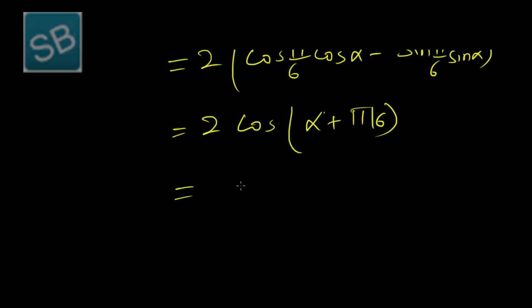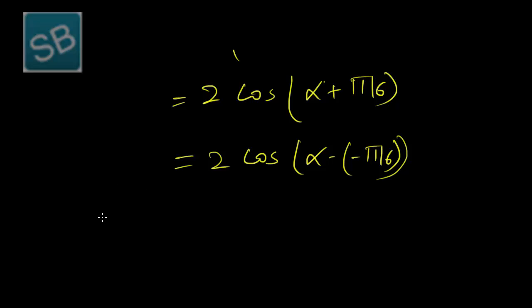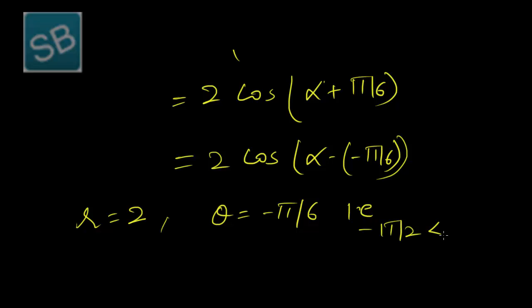So we can rewrite as 2 cos alpha minus theta form, that is minus this. Here we convert in cos because that is the demand of our question. So here we can compare with the given equation, r is equal to 2 and theta is equal to minus pi by 6, that is negative and lying between minus pi by 2 less than theta less than 0. So for this range, the value of theta is minus pi by 6 and r is 2. R is equal to 2, remaining the same for these two cases.